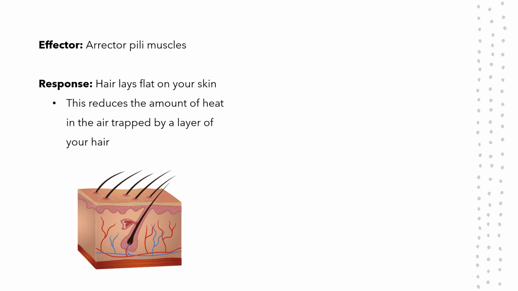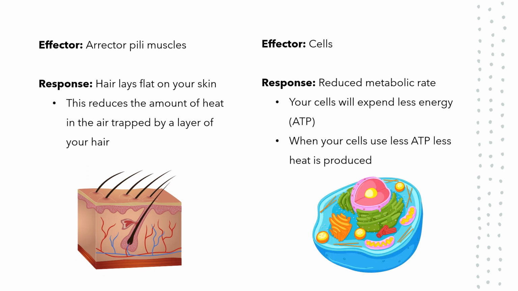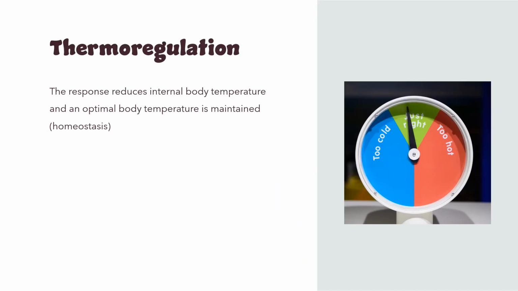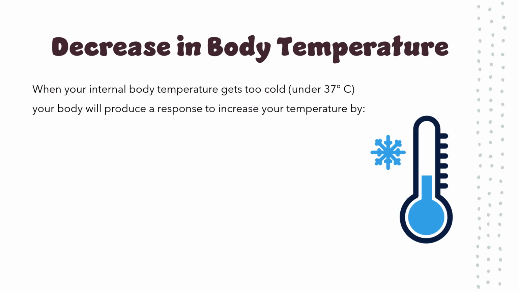This is the example of the erector pili muscles, and then you've got your cells here, as well as your cerebral cortex. I'll give you a moment to look over these if you want to go back in the slides and have a look at them. Like I said, a good idea to remember one or two effectors and the response and exactly how that response counteracts the stimulus. So we know this is thermoregulation. So this whole process is thermoregulation, and this is your body responding to reduce the internal body temperature and maintaining that optimal body temperature.